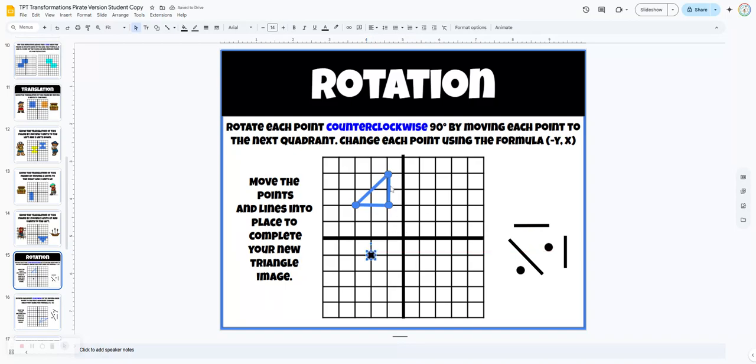The next point is at negative 1, 4. So using the formula, I'm going to end up with negative 4, negative 1. And the final point, negative 3, 2, will now be negative 2, negative 3. So now we have our new triangle. I've got these pieces, just click and hold, and you can move those to complete your triangle. And here we have a rotation of 90 degrees around the origin.